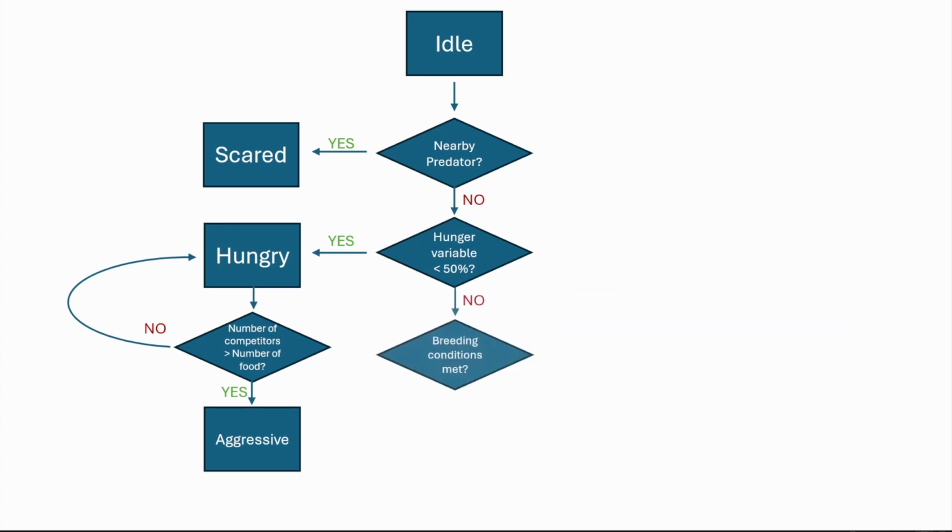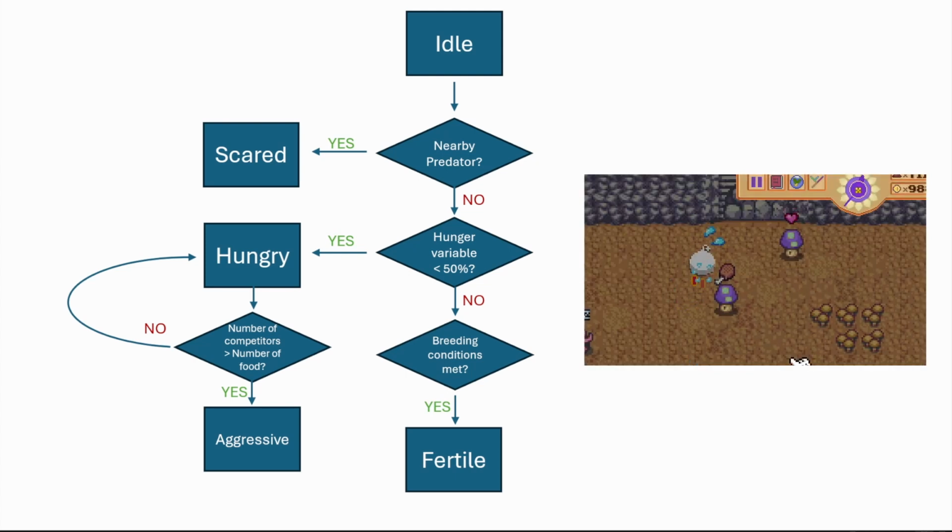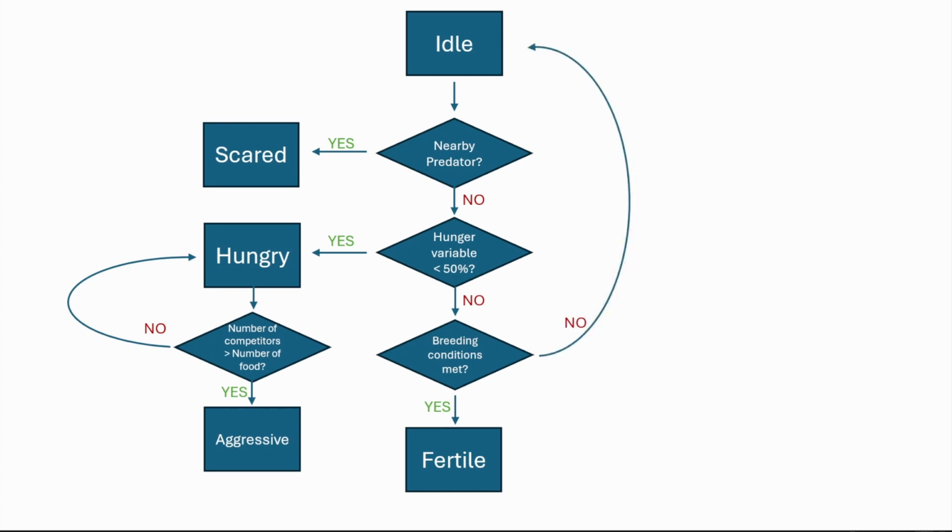Now, if the hunger meter is greater than or equal to 50%, then there's a check if a set of breeding requirements are met. These requirements include the fertility variable being at 100%, along with a set of other requirements that are unique to each critter. If these are met, the critter will enter a fertile state, where it's programmed to seek out another compatible critter for mating. If these conditions are not met, then the critter remains in an idle state.